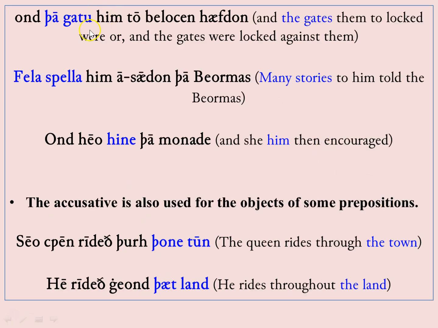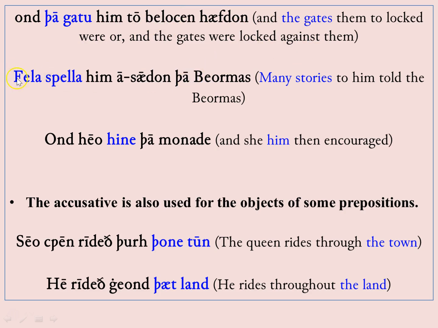Right. On the Thargatu him to Balokan have done, and the gates them to locked were, okay, or the gates were locked against them. And Thargatu is in the accusative, so it's the object of Balokan. It's connected with the action Balokan. So the gates were the object of this here, and him, to Balokan Habden. So they were locked against them.